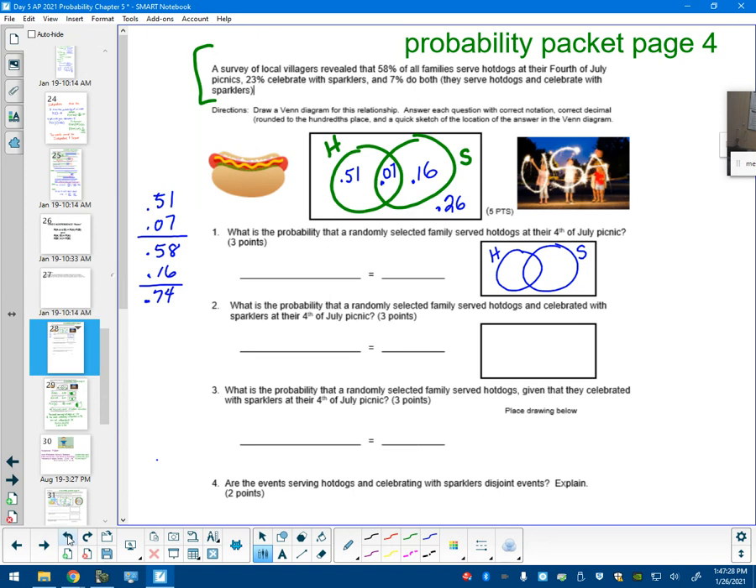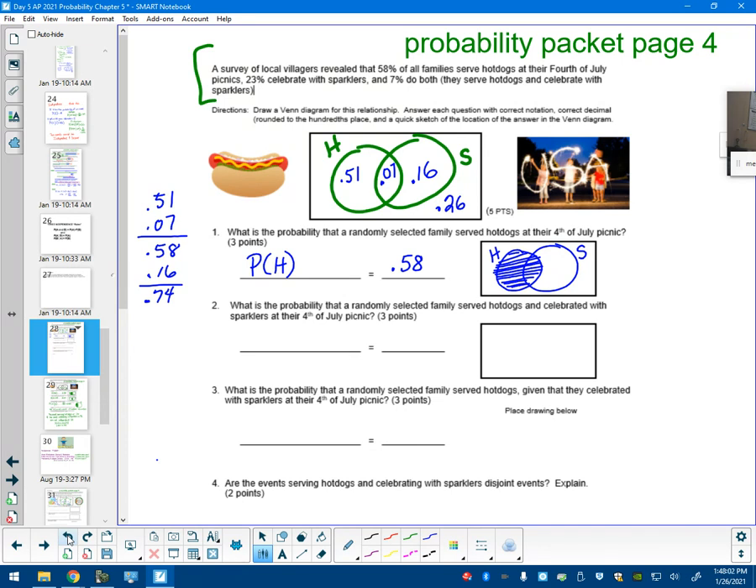You shade it. Yep, but what part of it do I shade? All of it or just some of it? Actually, I shade the whole circle, because that's the hot dog people. So make sure when you put the answer in here, you're putting the whole circle, not just a piece of the circle. And that would be 0.58 because that's what they told you in the prompt, 58%, right?